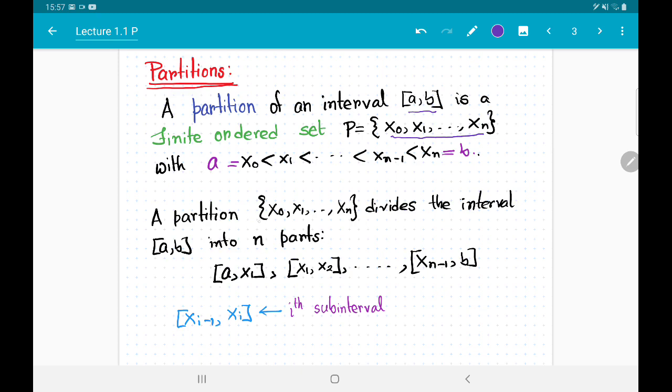You may notice that a partition which has n plus 1 points divides the interval [a, b] into n parts, not necessarily equal. What are the n parts? So here the first part will be [x0, x1], where x0 is equal to a, then [x1, x2], [x2, x3] and so on. The last interval would be [x(n-1), b], which is the same as [x(n-1), xn]. The interval given by [x(i-1), xi] is called the ith subinterval.